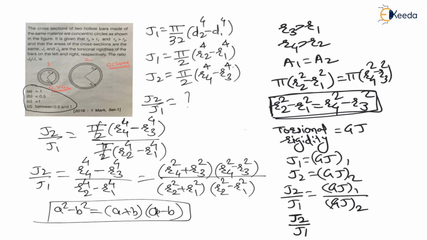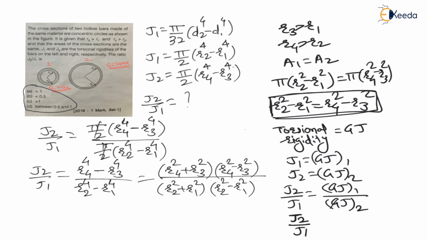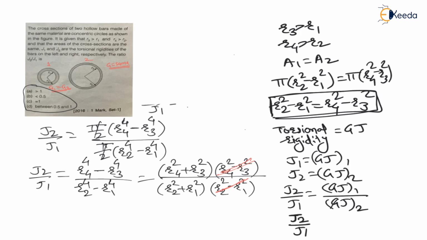With the help of this relation, we can simplify like this, right? Now here we have one more relation, that is R2 square minus R1 square is equal to R4 square minus R3 square. Therefore, this term gets cancelled, this term gets cancelled, right? Therefore, the final result for J2 divided by J1 will become (R4 square plus R3 square) divided by (R2 square plus R1 square).